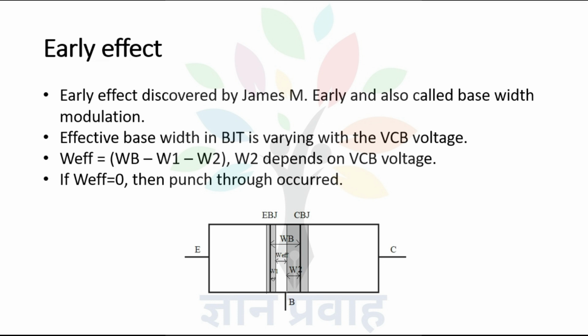Early effect. Early effect was discovered by James M. Early, and it is also called the base width modulation effect. So in case of BJT, the effective base width also depends on the reverse voltage of the output side. When we increase the reverse voltage of the output side, the effective base width also decreases. And this diagram is simply showing this phenomenon.